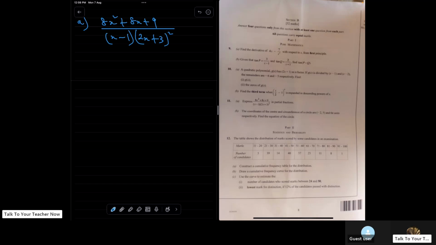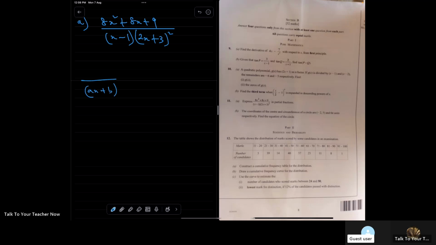There are different types of factors. The factor can be linear. This is a linear factor. A linear factor is of this form. It can be quadratic, ax squared plus bx plus c. It can be cubic or anything. It can be a repeated linear. Whenever the power of the linear factor is greater than 1, you call it a repeated factor. Here it's the same as saying it is raised to power 1. If it is raised to a power that's greater than 1, then you say it's a repeated factor.